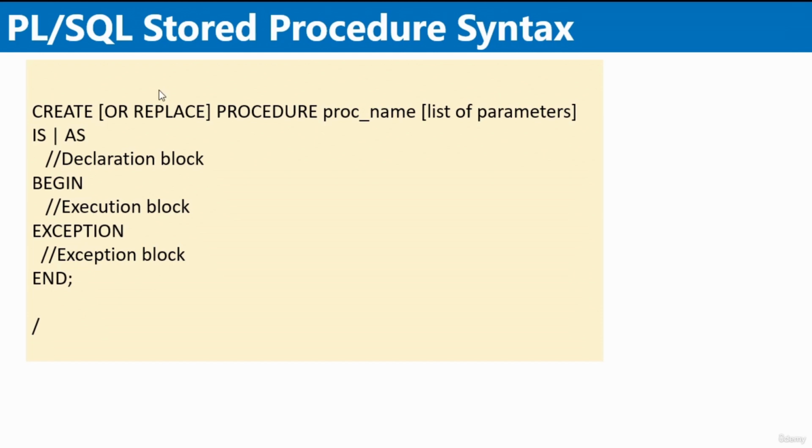So you begin with the words create or replace, followed by the word procedure, and then the name of the procedure, and then you list all the parameters that you want to include. Basically anything before the IS or AS keyword is the header section. Anything below the IS or AS keyword is referred to as the body section of the procedure.